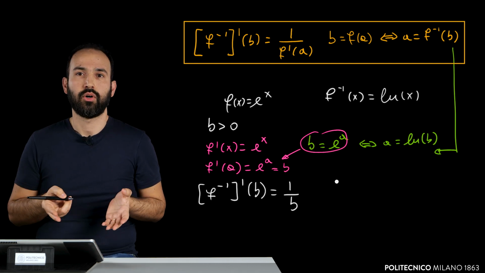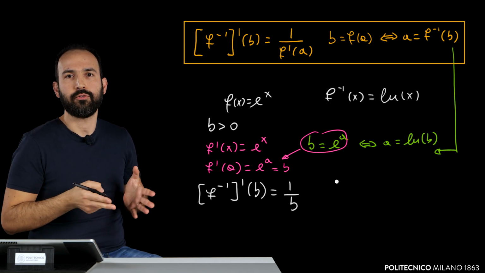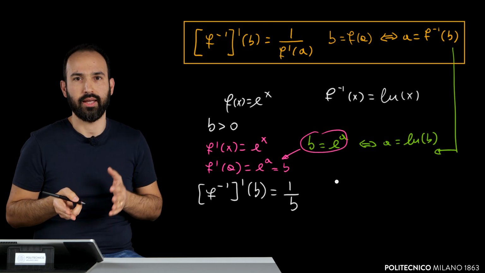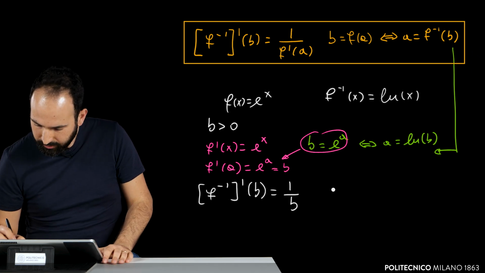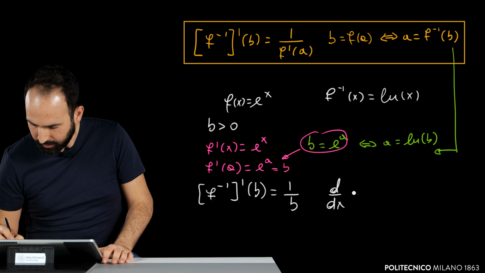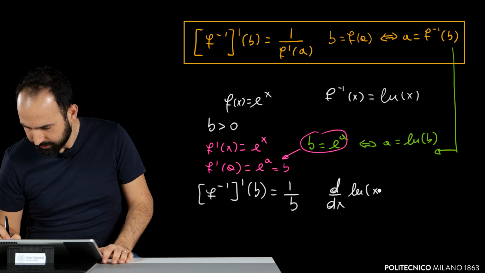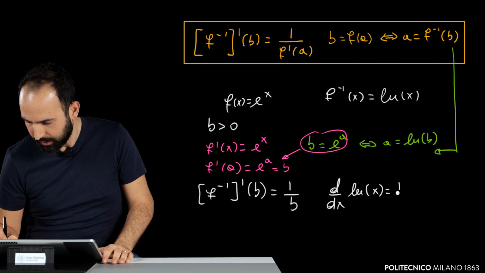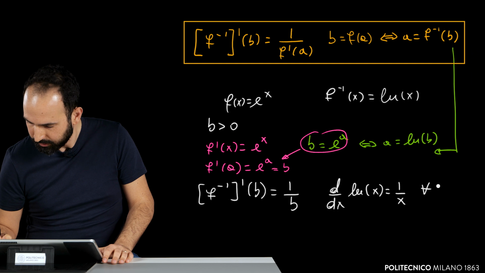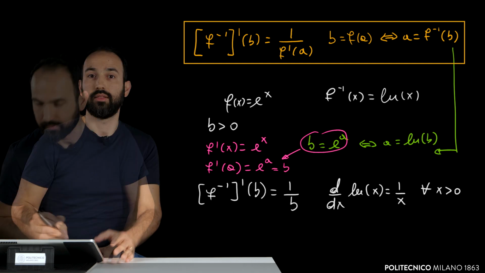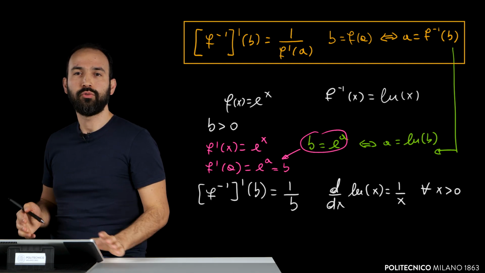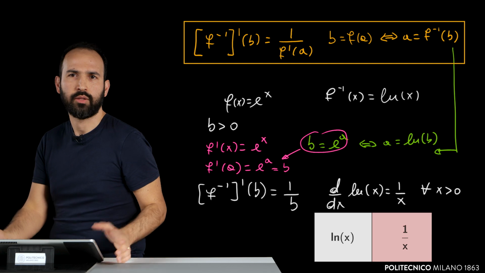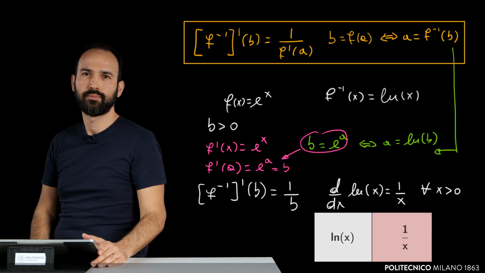Our calculation holds true for every fixed positive b. Hence, we conclude that the derivative of the natural logarithm of x is equal to 1 over x for all x positive. This is how we prove the rule for the logarithm that we find in the table.